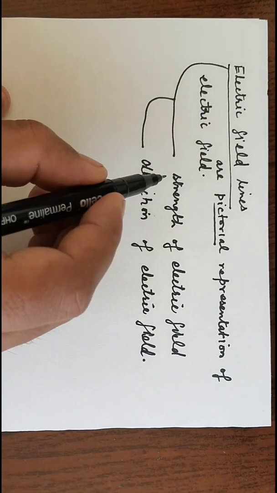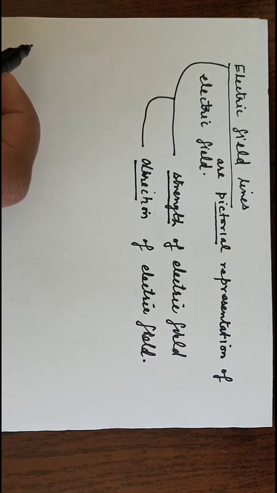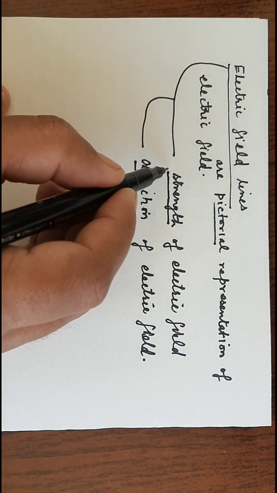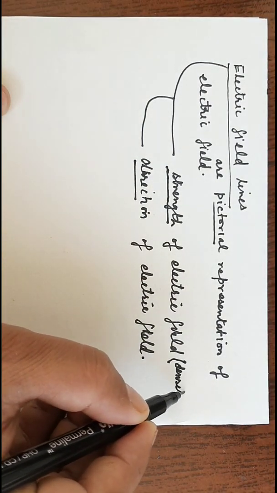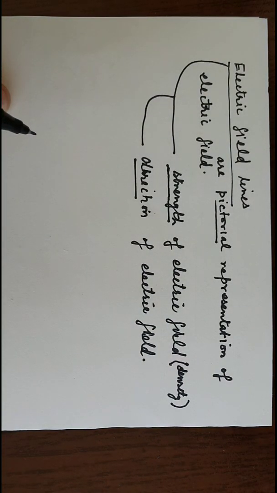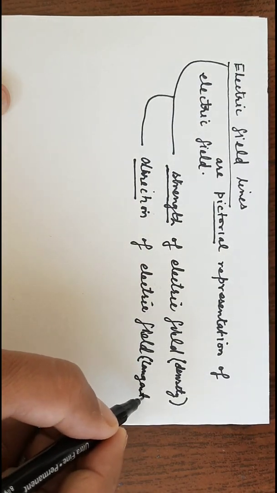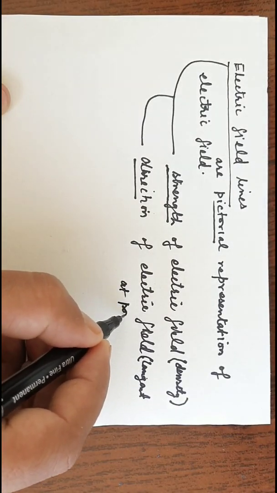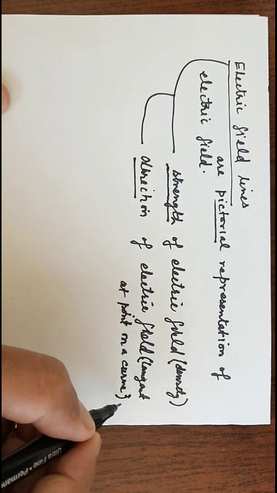Now, how do these lines represent the strength and direction? If the density of lines is more at a particular point, then the strength of electric field will be more. Direction is given by the tangent at a point on a curve or a line.